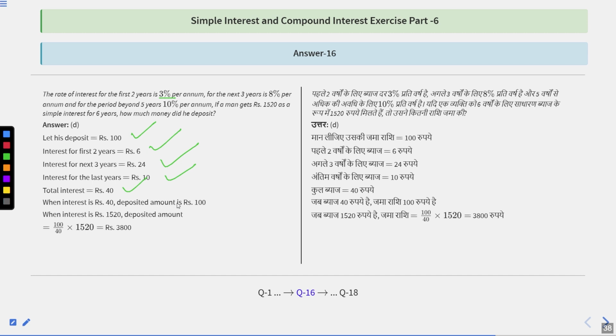Our principal amount is 100. Clear? So when interest is 1520, what will be the deposit? We can easily write it as 100 upon 40 multiplied by 1520, which becomes 3800. So D is the correct answer. Next one.